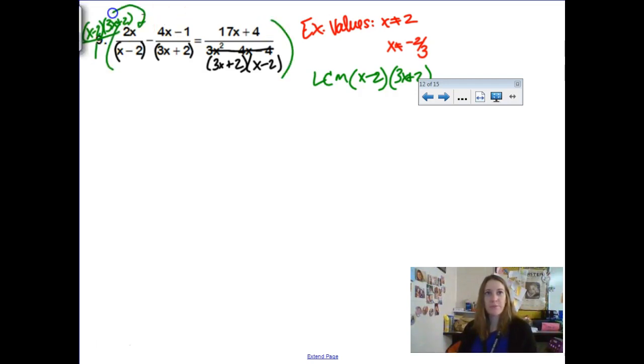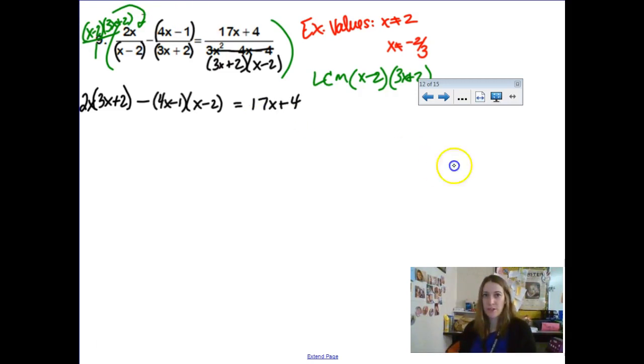So in this first fraction, the x minus 2's will cancel, but you still have a 3x plus 2, and you still have to multiply it by a 2x. I should have written that in front, sorry. Minus this next fraction, the 3x plus 2's will cancel, but you still have, and this is a quantity, 4x plus 1, minus 1, geez, and it's still being multiplied by x minus 2. That did not cancel. And then in our last fraction, everything canceled, so you just have the 17x plus 4 with no multiplication.